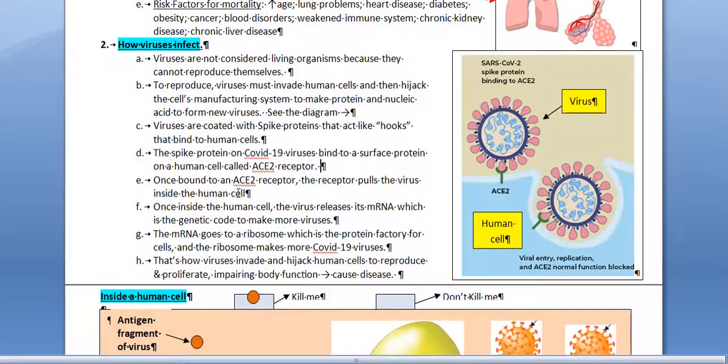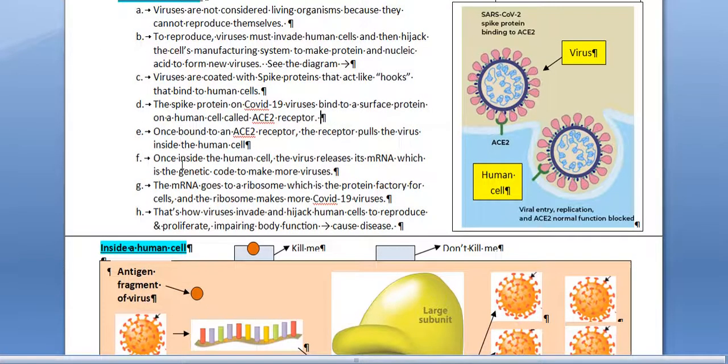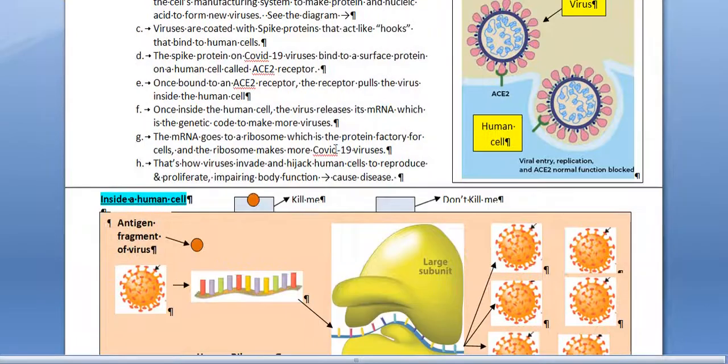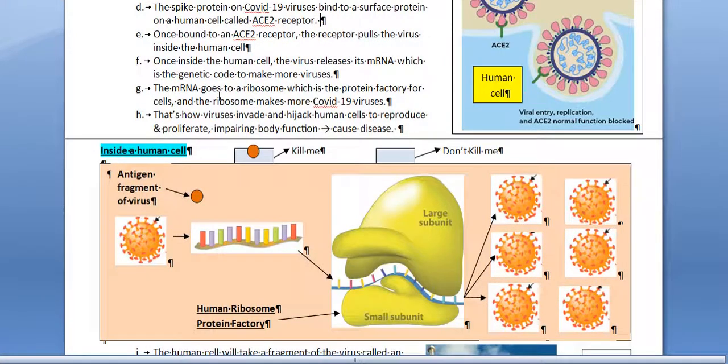Once bound to the ACE2 receptor, the receptor pulls the virus inside the human cell. Once inside, the virus releases its mRNA, which is its genetic material, a genetic code to make more viruses. Then the mRNA goes to a ribosome, which is the protein factory for the cell, and the ribosome then makes more COVID-19 viruses. That's how viruses invade and hijack a human cell to reproduce and proliferate, and that can then impair bodily function and cause disease.